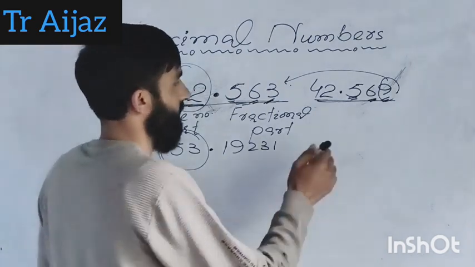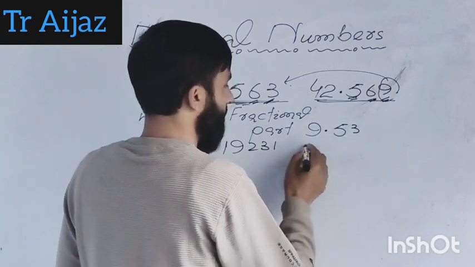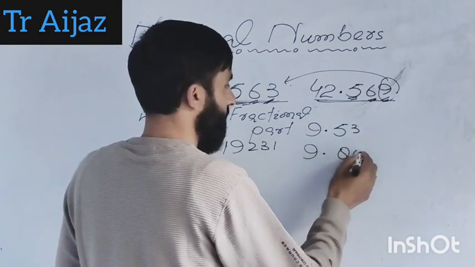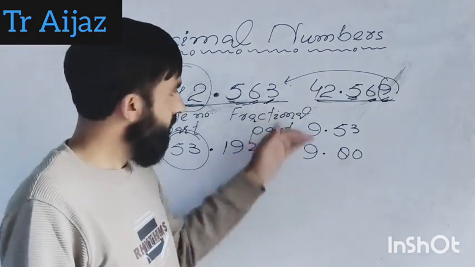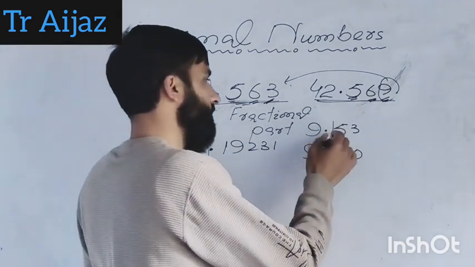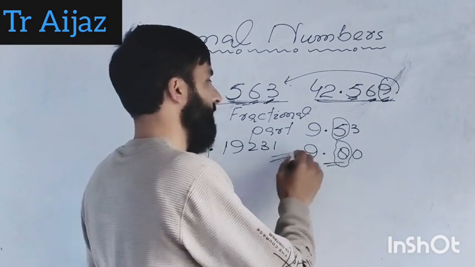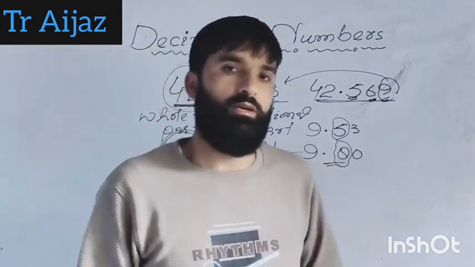Let me show one more example. It's 9.53 and it's 9.80. Okay, the whole number part is 9 and it's the same. When we see the fractional part, the first digit is 5 and the first digit is 8. So we say 9.80 is greater and 9.53 is smaller.